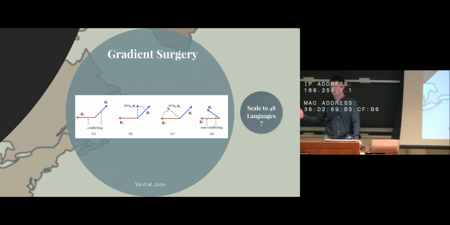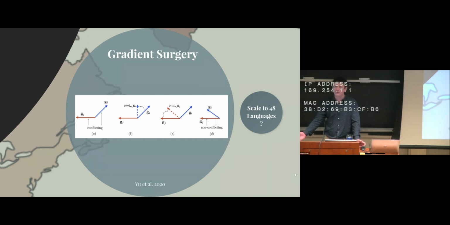So B, basically you project the blue vector over so that they're orthogonal. C, you project the red one over so they're orthogonal. And D just means they're non-conflicting, right? So if the angle there is less than 90 degrees in this 2D space, you just don't do anything. And this one here, the gradients basically are telling you to go in a specific direction.